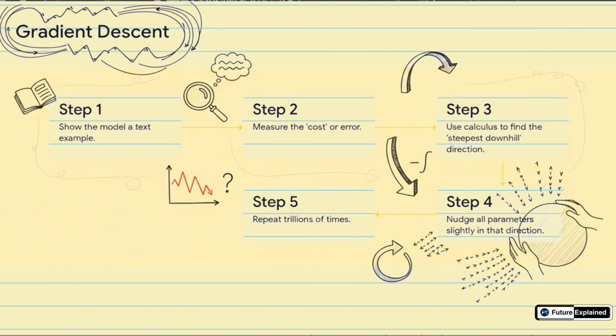This whole process is called gradient descent. And here's how it works in a nutshell. For every single example you show the model, it uses calculus to find what's called the gradient. Just think of the gradient as an arrow that points in the direction of the steepest downhill slope. It's the single best direction to move to reduce the error. Then it nudges all 1 billion plus of its parameters just a tiny, tiny bit in that direction. And then it does it again, and again, and again, literally trillions of times.